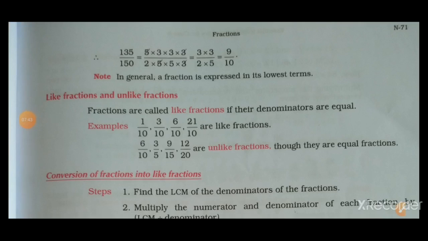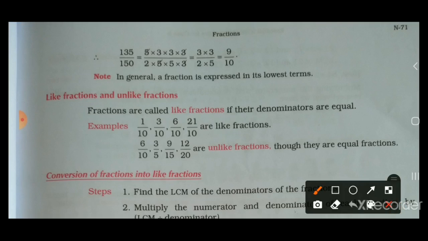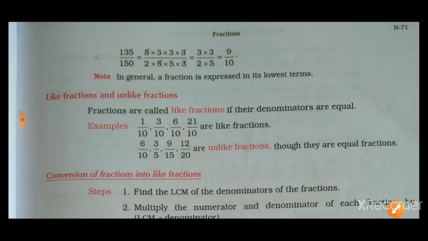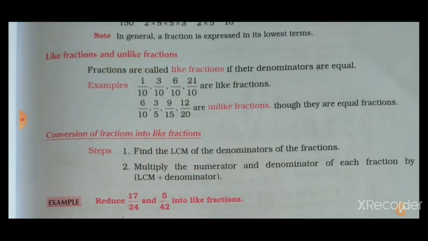Next, come to like fractions and unlike fractions. Fractions are called like fractions if their denominators are equal. Examples are 1 upon 10, 3 upon 10, 6 upon 10, 21 upon 10. All are like fractions because the denominators are the same. And 6 upon 10, 3 upon 5, 9 upon 15, 12 upon 20 are unlike fractions.